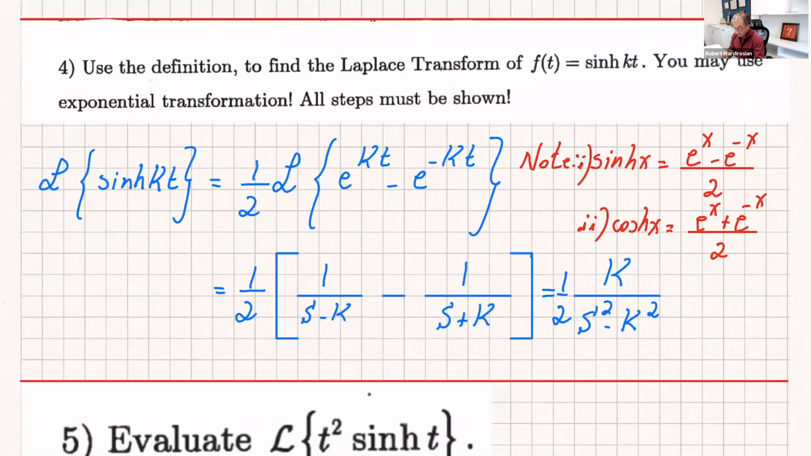Use the definition to find the Laplace transform of f of t equals sine hyperbolic of kt. You may use exponential transformation. So now the Laplace transform of this: you know sine hyperbolic in exponential notation is (e to the x minus e to the power of negative x) divided by 2, and I put the cosine hyperbolic also. We don't need this in this problem, but the way you write this, you can say this is the same thing as 1/2 the Laplace transform of e to the kt minus e to the negative kt.